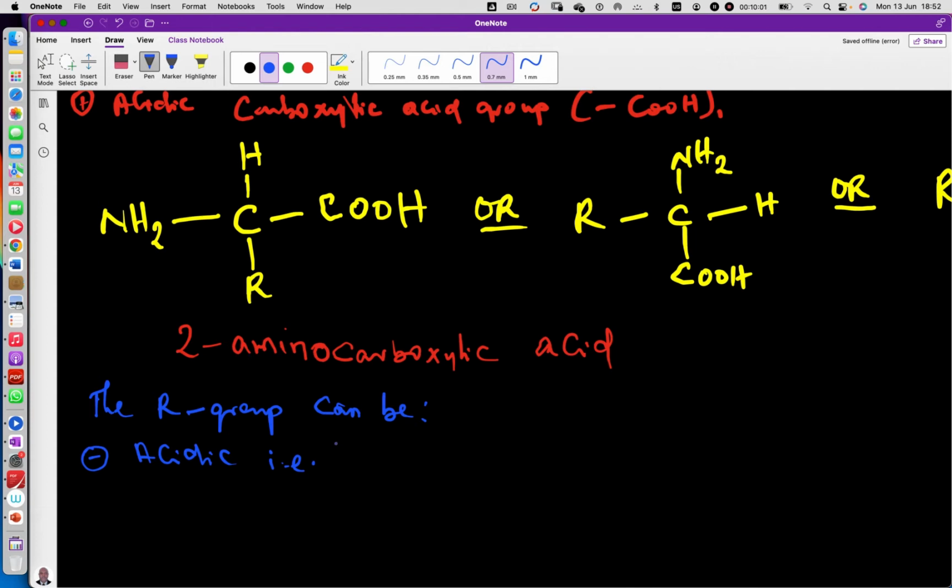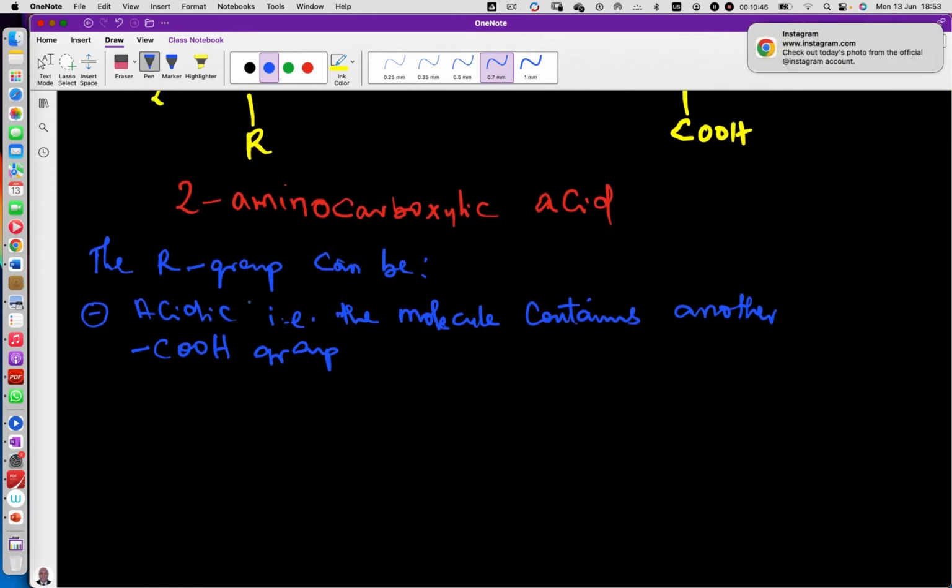That is, the molecule contains another COOH group. So if the R group is acidic, it means that there is another carboxylic acid group attached here.